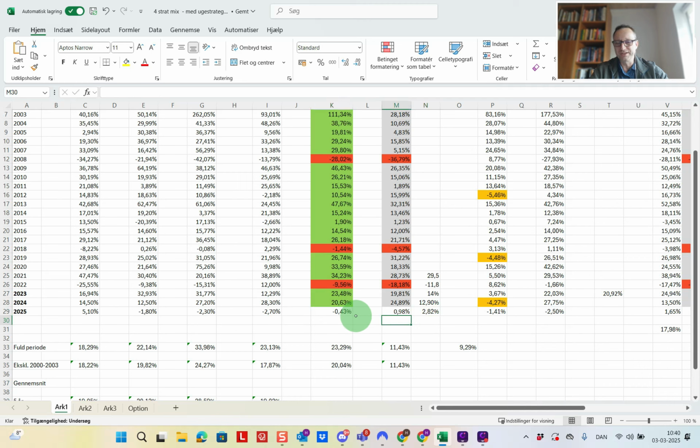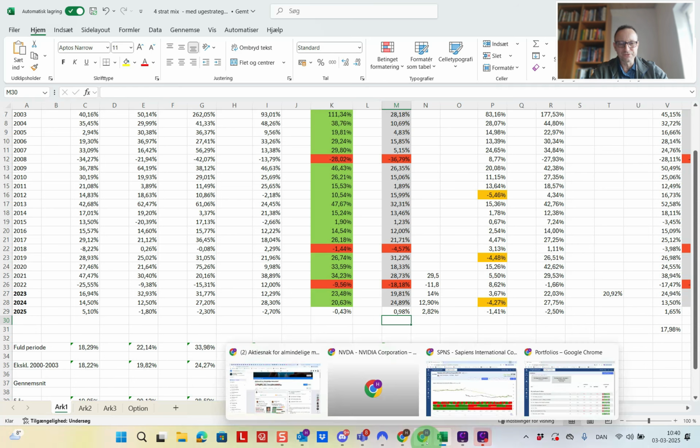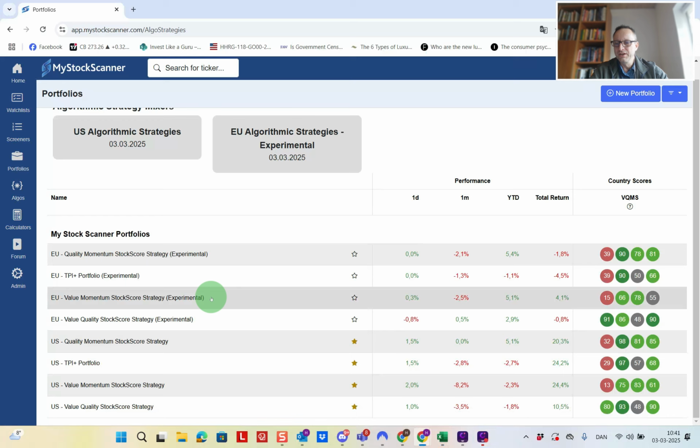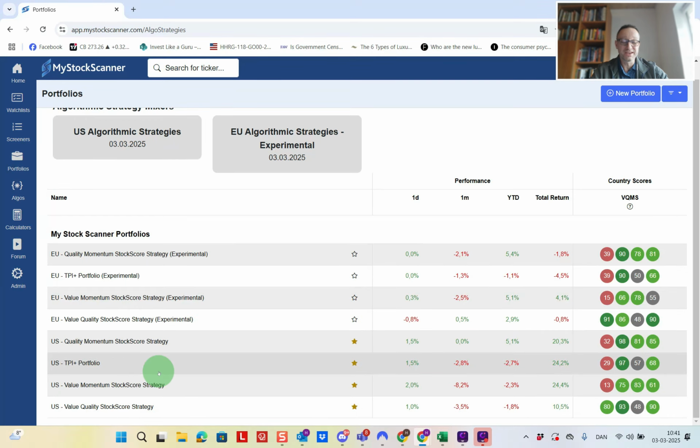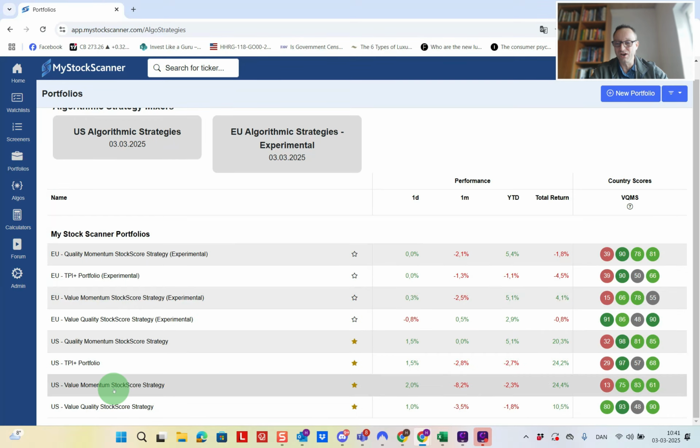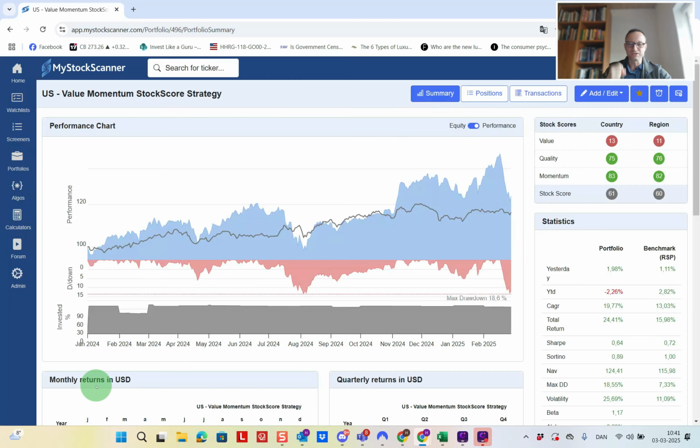This can fluctuate a lot, and if we look into the different strategies here, we can take the most volatile, and that's important to say. These strategies are volatile. Our value momentum is the most volatile strategy. You can see here it has an annual volatility of 25.7%, whereas the market only has 11%. That is massive, and that is something that we should remember.